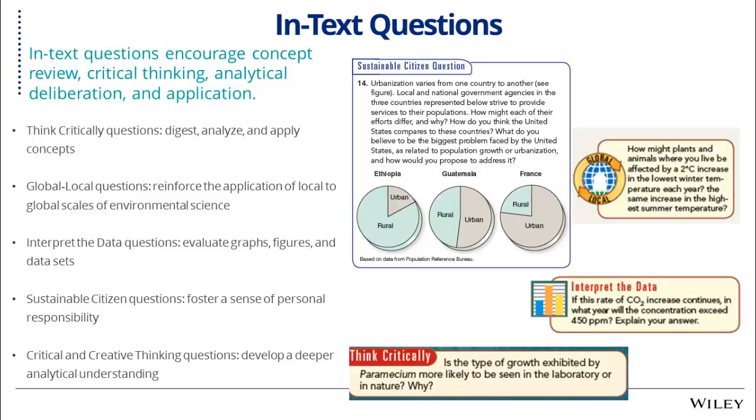In-text questions encourage concept review, critical thinking, analytical deliberation, and application. Think Critically questions ask students to digest, analyze, and apply the material at hand. Global-Local questions reinforce a key theme of this text: the application of local to global scales of environmental science. Interpret the Data questions help students evaluate graphs, figures, and data sets. Sustainable Citizen questions foster a sense of personal responsibility and help students make connections from the content to their own lives. Critical and Creative Thinking questions encourage students to develop an analytical understanding of the ideas presented in the chapter.